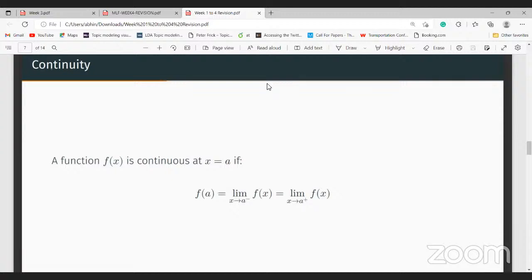That particular function is not defined at x equal to 1. So you should not check continuity first. First check the definition of the function, then go for continuity. If the definition itself is wrong, then there is no point in checking continuity. So the function is not defined there.